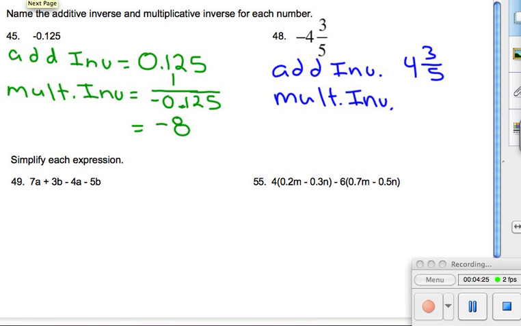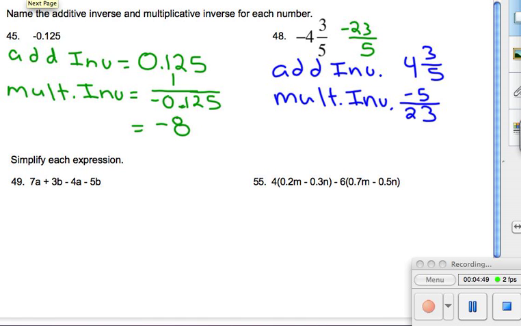Let's take that negative 4 3/5 and switch it to an improper fraction like we just did. 5 times 4 is 20. Plus 3 is 23, so it's 23/5. Don't lose the negative sign. So when I go into the multiplicative inverse, I have to use the reciprocal. I get a negative 5/23.